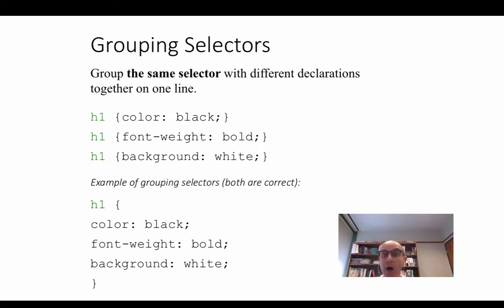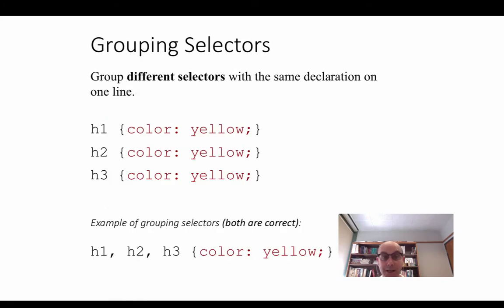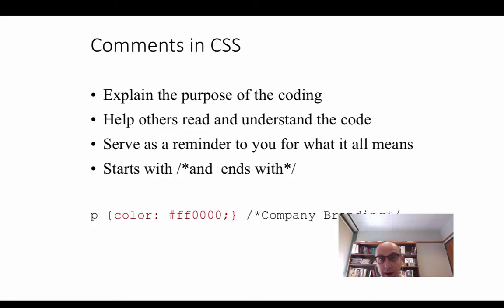We can do the same idea for the same selector with different declarations together on one line, and again we can start with H1. We will say its color is black, the font weight is bold, the background is white, and those are the things that are really important for us to create something that is designable or has some design element to it, and it's consistent throughout the website. So this is an example of grouping, and I hope that you will apply that in your final project when we are going to start talking about that next week.